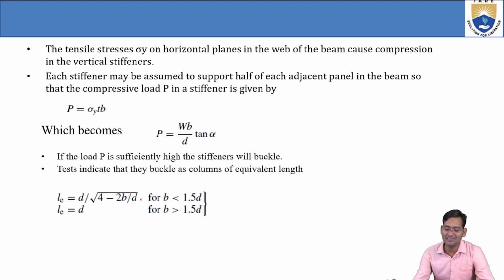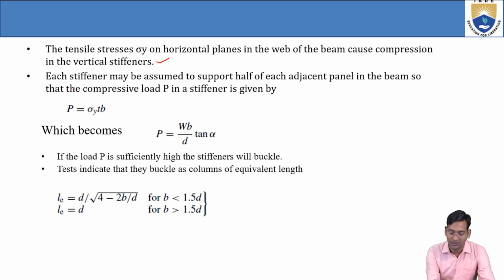The tensile stresses sigma y on the horizontal plane in the web of the beam cause compression in the vertical stiffener. Each stiffener may be assumed to support half of each adjacent panel in the beam, so that the compressive load P in a stiffener is given by how?